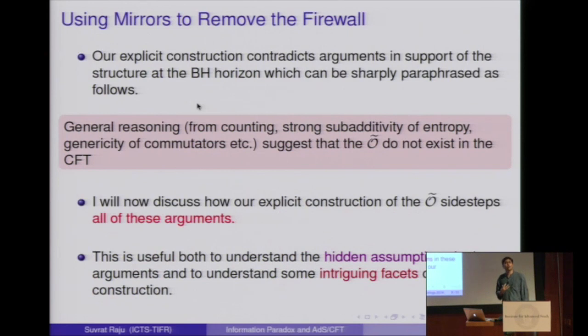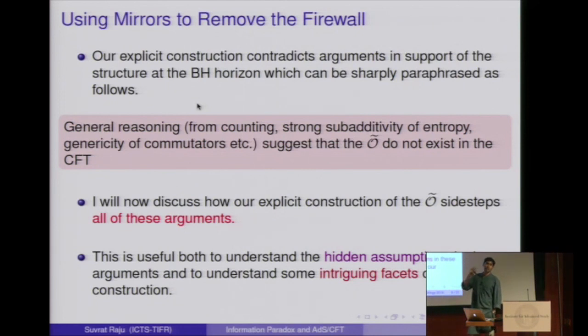So this construction of black hole operators immediately brings us into conflict with a lot of this work that has gone on in the past few years that suggests that there should be structure at the black hole horizon. And if I had to paraphrase in one line the essence of all of these arguments for structure at the black hole horizon, I would paraphrase them by saying that these various arguments, and they're very good arguments and nice arguments using counting and genericity of commutators and using other such arguments, give us various reasons why the CFT Hilbert space does not have enough space to accommodate these mirror operators.